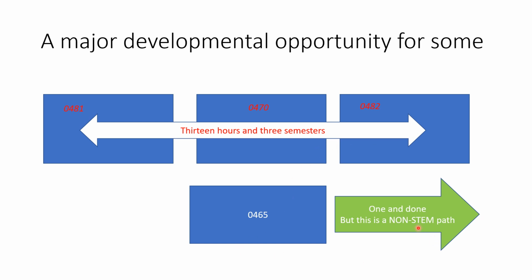Now, if you are not a STEM major, that's science, technology, engineering, or math, that means you're not interested in a math-intensive career, we do have a course, that's this one, called 0465, and this is a one and done. So 5 hours instead of 13, 1 semester instead of 3. This is a big opportunity, but if you are planning on being a STEM student, you're in the wrong course. So don't take this course. So a major developmental math opportunity for some.